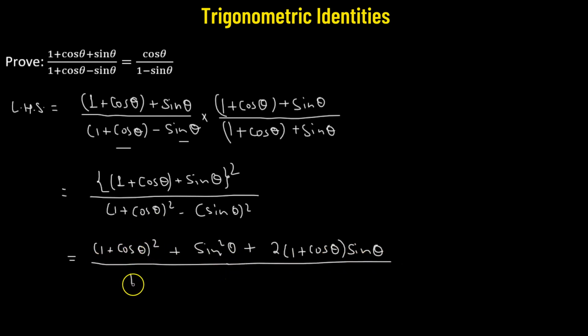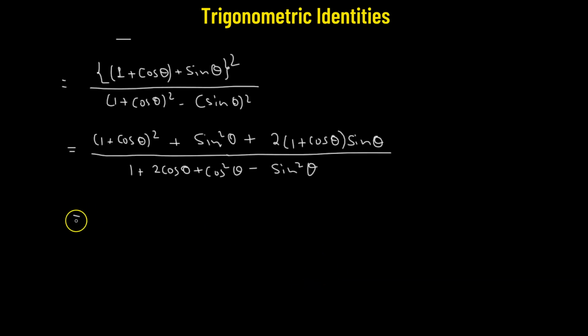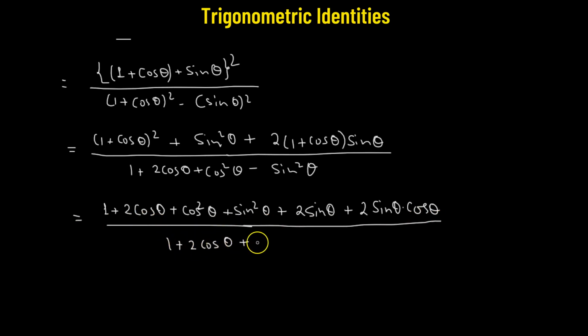Whole divided by, now let's expand it. We're going to get 1 plus 2 times cosine theta plus cosine squared theta minus sine squared theta. Right. Now further simplification: we're going to expand (1 plus cosine theta) whole squared, so 1 plus 2 times cosine theta plus cosine squared theta, plus sine squared theta, plus 2 sine theta, plus 2 times sine theta times cosine theta, whole divided by 1 plus 2 cosine theta plus cosine squared theta minus, now here we have sine squared theta.